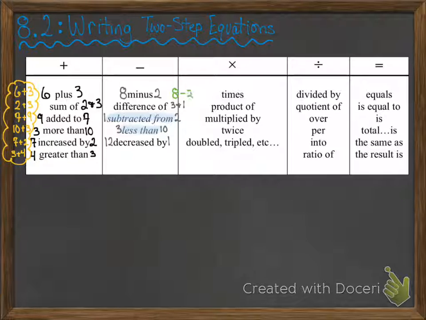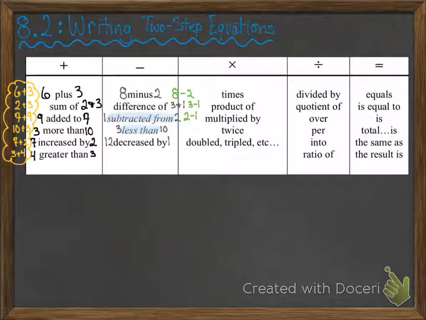So 8 minus 2, you just go from left to right, like reading a book. 8's on the left, minus 2. So 8 minus 2, 8 subtract 2. Difference of 3 and 1, 3 comes first, so 3 minus 1. Now, remember, these are the italicized. 1 subtracted from 2. So you're subtracting 1 from 2. There's another way you could say that, subtracting 1 from 2. So you're starting with 2, and then you're taking away 1, so it's 2 minus 1.